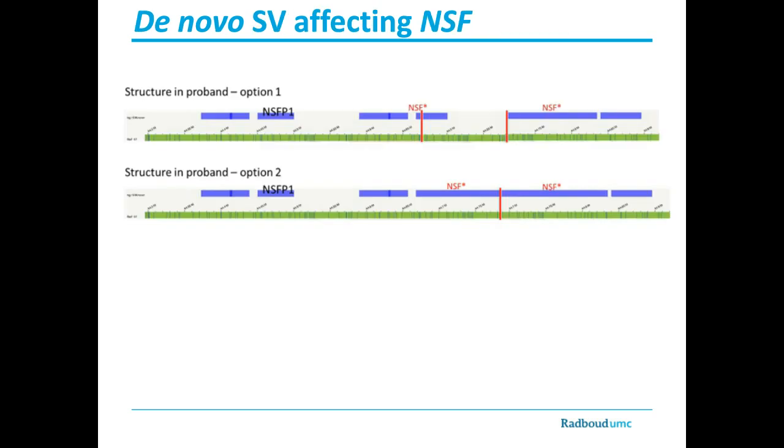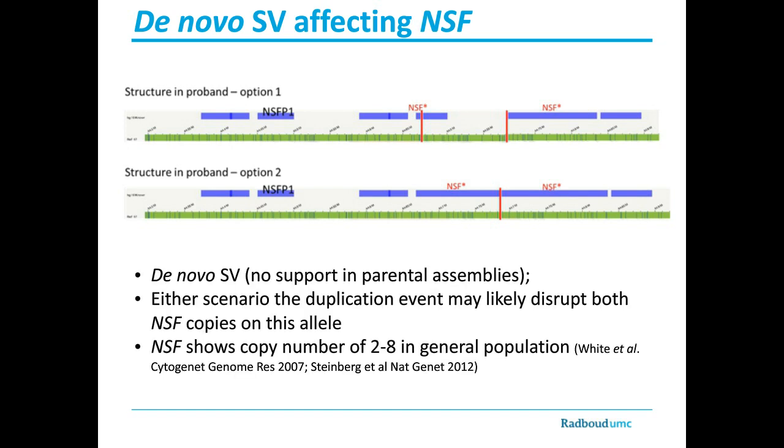If we then look in greater detail into the call of Bionano, there are two options for how this event looked. It could be one or two breakpoints, upper and lower panels shown here. But in either of those options, it is most likely that a partial duplication of this locus is disrupting both NSF copies on this allele. We also don't see any support in the parental assemblies for this event, so it makes it very likely that this is a true de novo event.